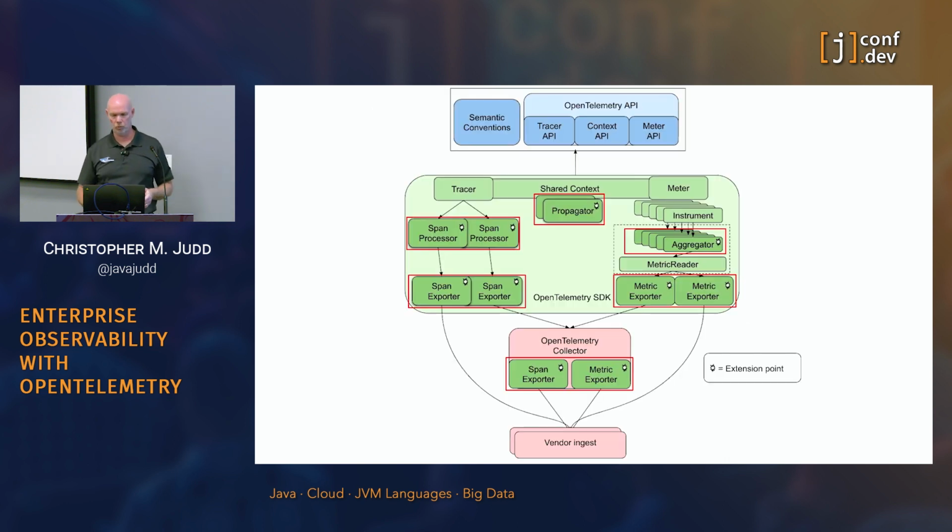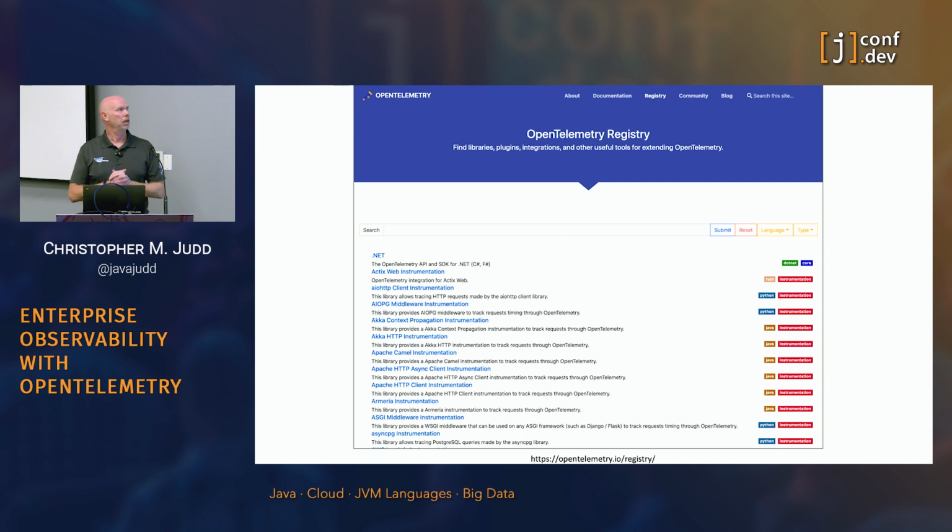For integration, we have a lot of different points for integration. We can integrate propagators, we can do span processors, we can do span exporters, we can do aggregators and metrics, and we can also use those same span exporters and metric exporters in the collector as well. And this is where you can support things like Kafka, or if you have your own protocols that OpenTelemetry can't know about, you could implement your own.